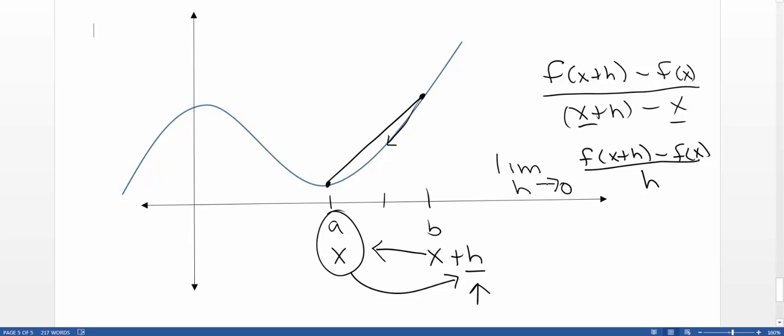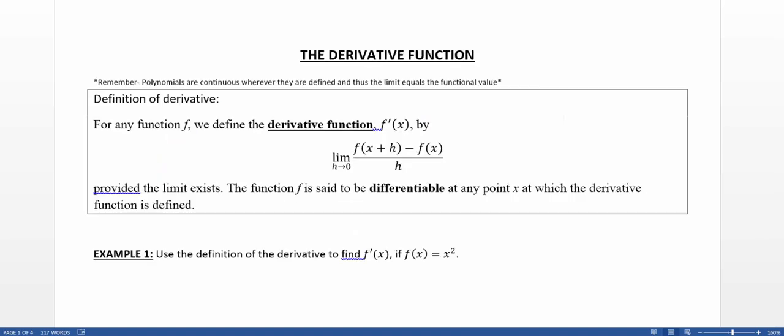So we say the limit as h goes to 0, so that means that our average rates of change are getting closer and closer to x, gives us the derivative at that point, or the instantaneous rate of change. So let's start with an example and see how we can use this definition to find the derivative function.